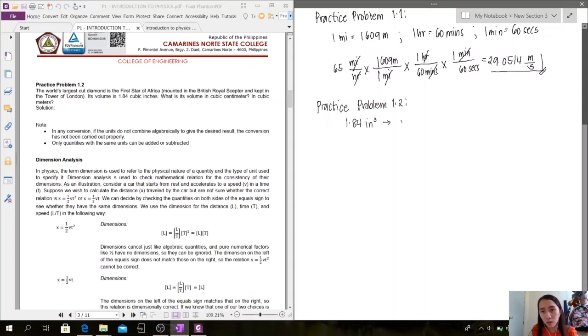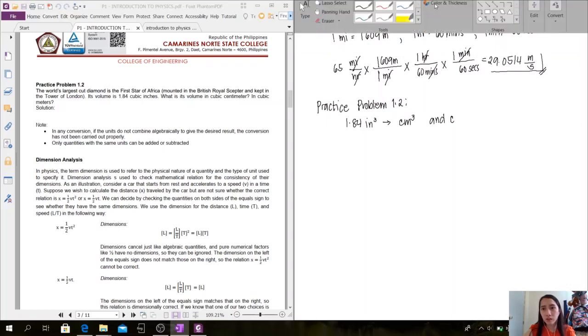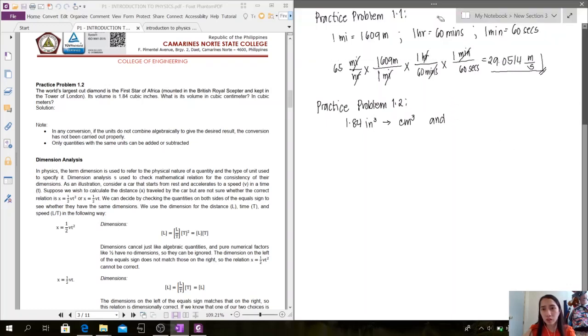into cubic centimeters and into cubic meters. So, let us recall 1 inch is equal to 2.54 centimeters, and 100 centimeters is equal to 1 meter.